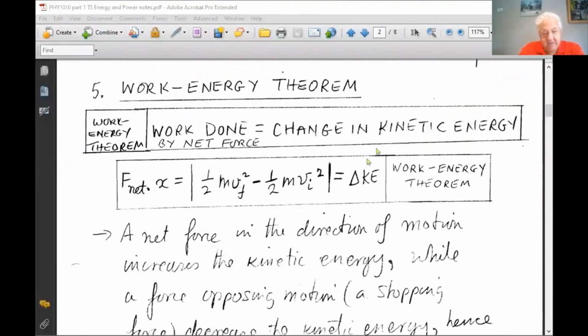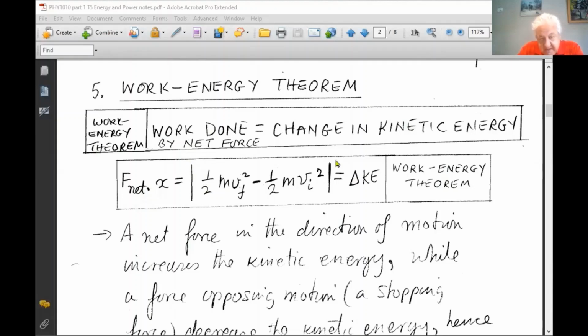The work energy theorem. The work energy theorem states that the work done by a net force is equal to the change in kinetic energy. Mathematically, we write it like this: the net force times distance equals the change of kinetic energy. And this is called the work energy theorem.